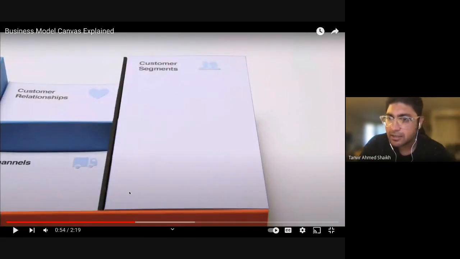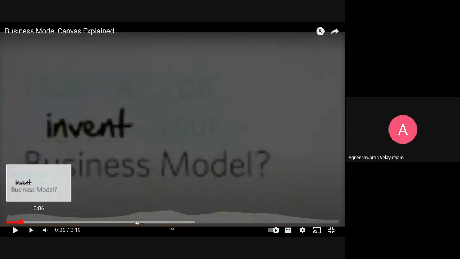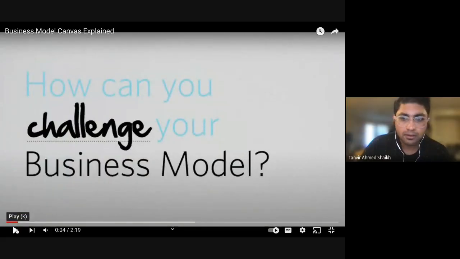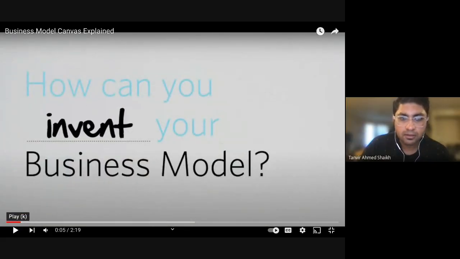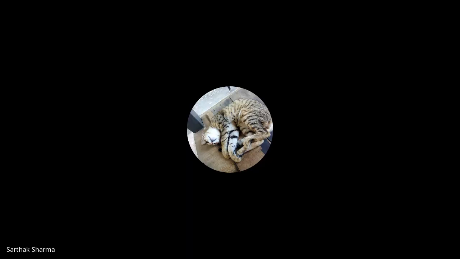Can other people see things? I can see though. Sarthak, you still can't see it? No. One second. You can send the link in the chat. I can see on my own computer. True. Let me do that.